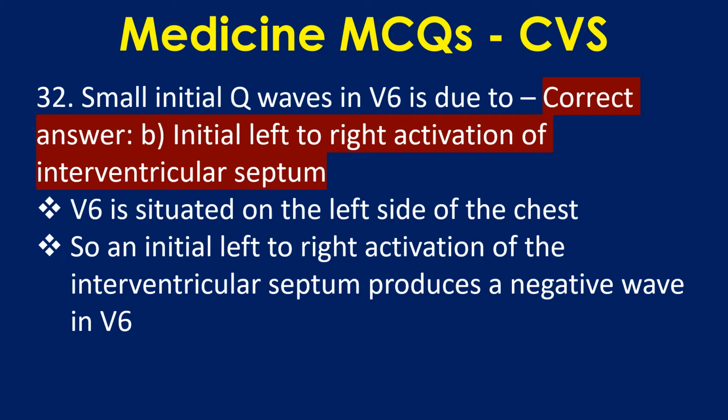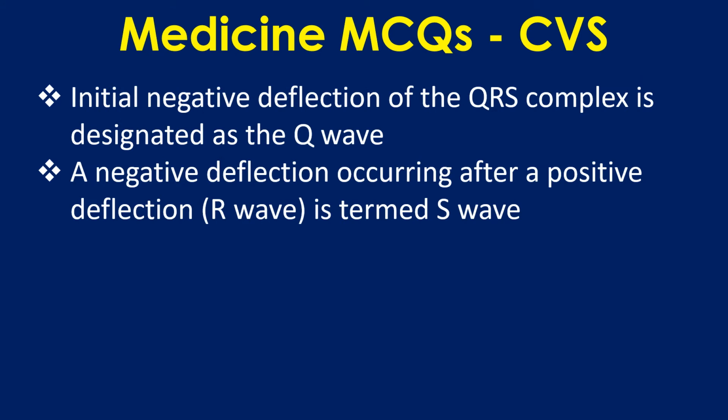V6 is situated on left side of the chest. So an initial left to right activation of the interventricular septum produces a negative wave in V6. Initial negative deflection of the QRS complex is designated as the Q wave. A negative deflection occurring after a positive deflection R wave is termed as S wave.